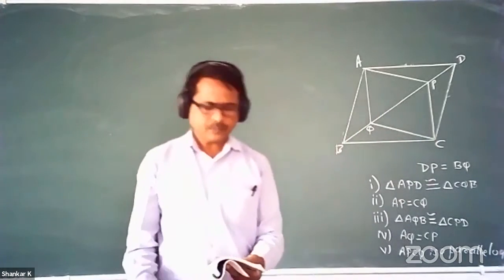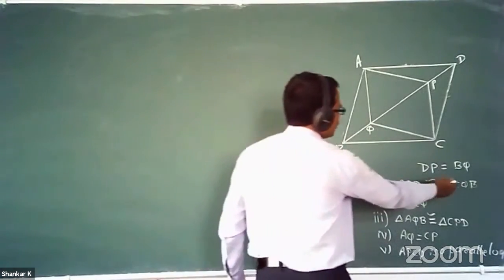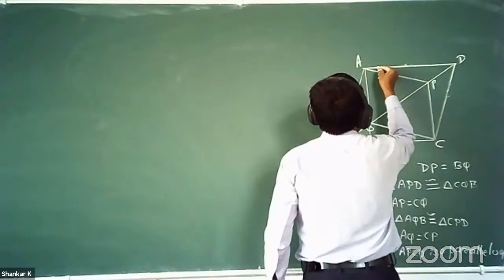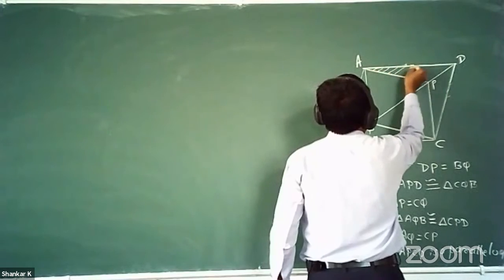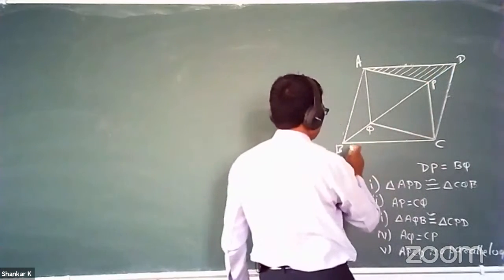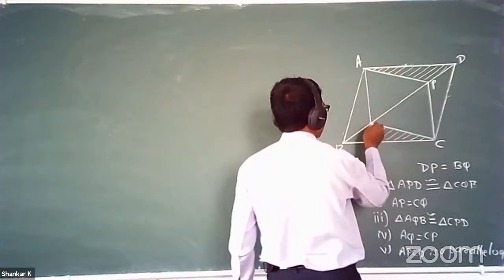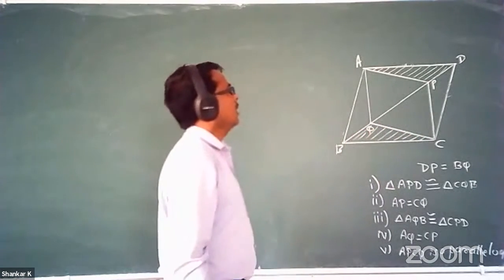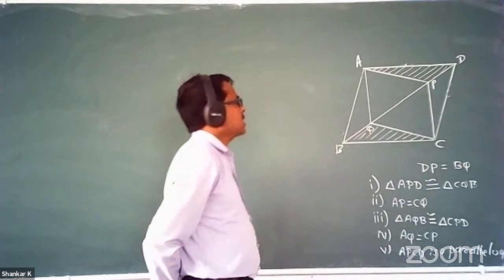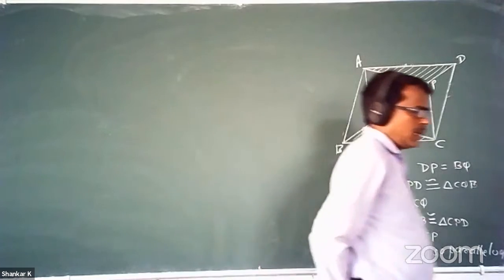Okay, this is the question. First point was APD is congruent to CQB. First, where is APD? APD, this one. For your understanding, I'll say this triangle. CQB, this one. First, you have to show the congruence of these. Can you tell me how can you show these are congruent? Which parts are equal?